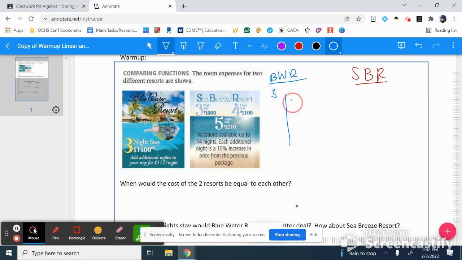And it said that this is $1,100 to stay for 3 nights. And then for each additional night, they're going to charge us $112. So that would be $1,212, $1,324, $1,436. If I needed to, I could keep going. $1,548. Every night, what I'm doing is adding $112.